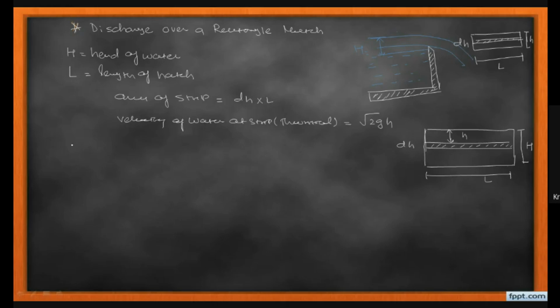So now the discharge through this small strip: dQ equals the area into the velocity into the coefficient of discharge. So finally we get dQ equals Cd into the area, which is dh into L, and the velocity, which is the square root of 2gh.